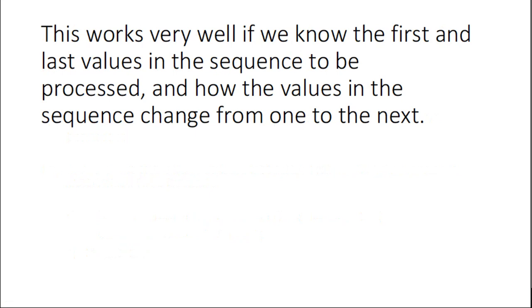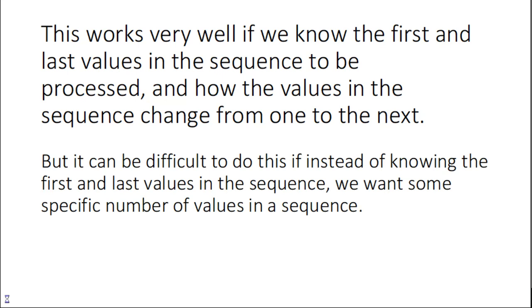That strategy works well if you know the first and last values in the sequence to be processed. I said we wanted all of the odd numbers between 100 and 200. So we know the first one is 101. We know the last one is 199. And we know how the values change from one to the next. Once you've processed an odd number, the next odd number that you want to process is 2 more than the current value.